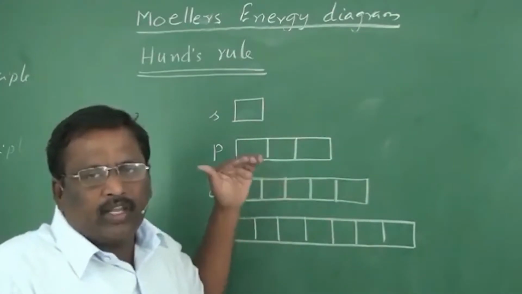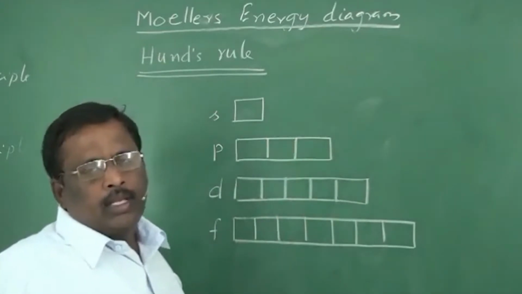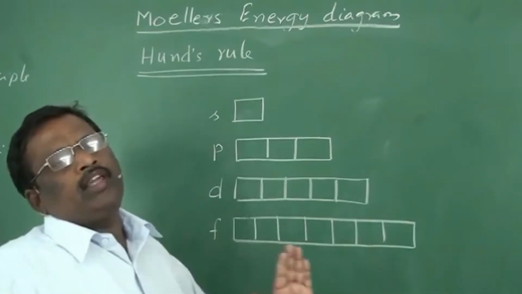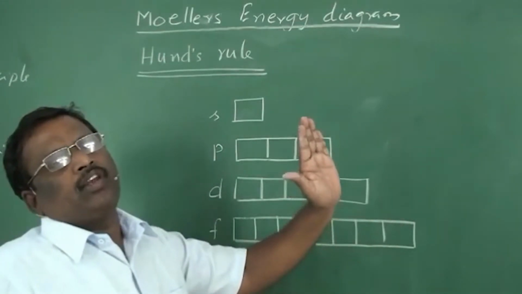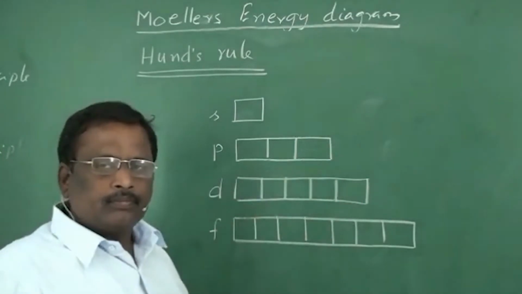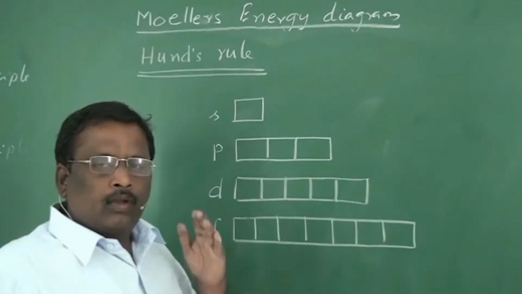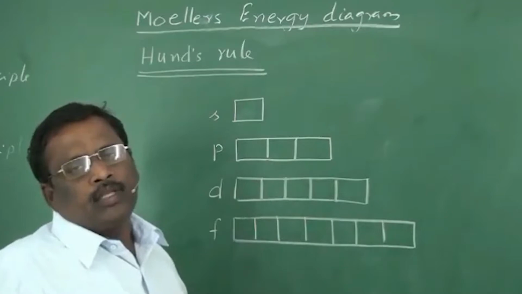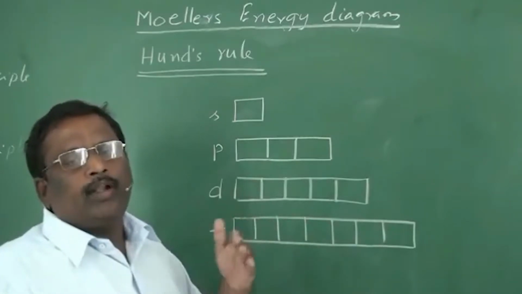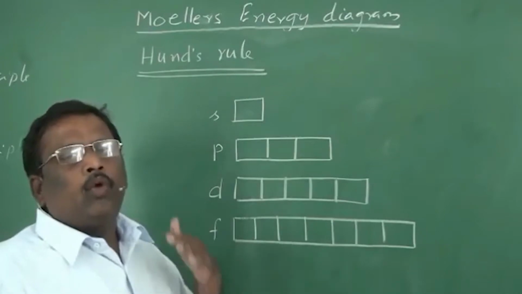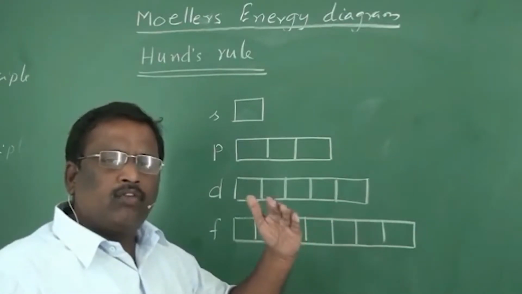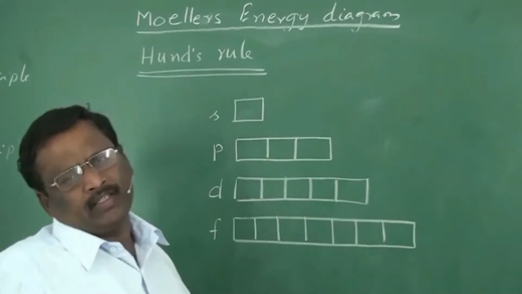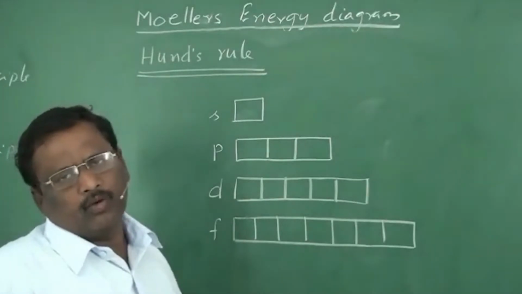When electrons are entering into degenerate orbitals, the pairing of electrons will take place only when all degenerate orbitals are filled with 1 electron each. Pairing, what is pairing? We have already discussed it in spin quantum number.